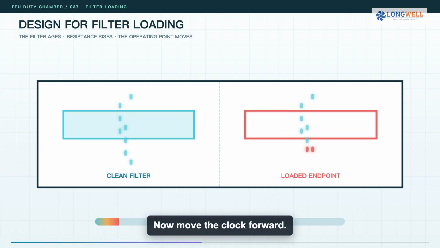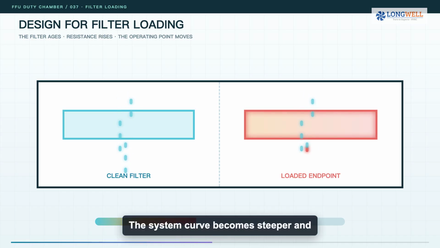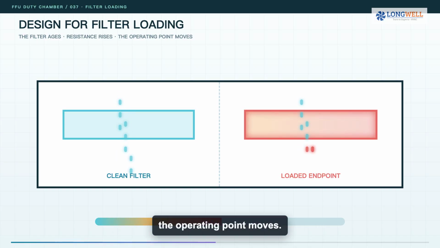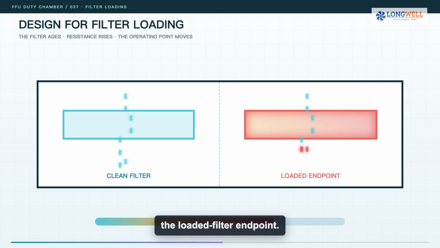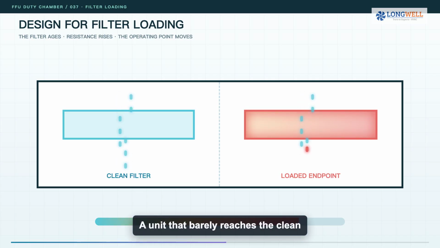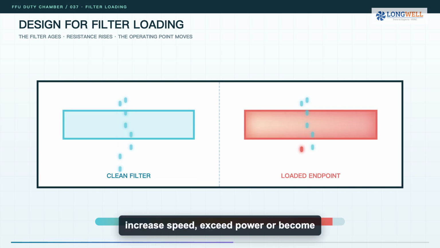Now move the clock forward. As the filter loads, resistance rises. The system curve becomes steeper and the operating point moves. Define both the clean filter duty and the loaded filter endpoint. A unit that barely reaches the clean point may lose airflow, increase speed, exceed power or become too loud before the planned filter change threshold.